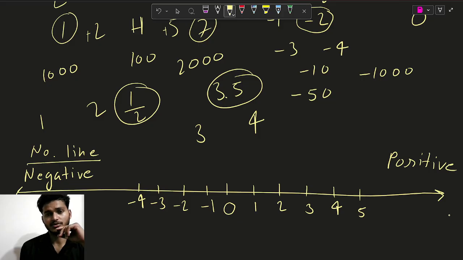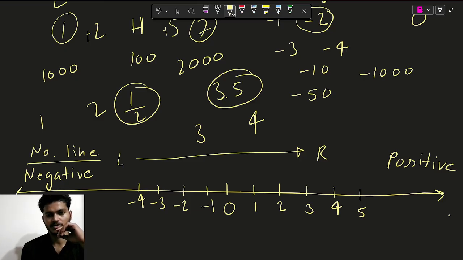Now if you try to compare the integers, whenever we are moving from left to right, the value of the numbers increases. That's how it works. If I'm moving from 0 to 1, then 0 is lesser than 1, and 1 is greater than 0. In the same way, after 1 we are jumping towards 2, so 2 is greater than 1. After that we are moving towards 3, so 3 is greater than 2.